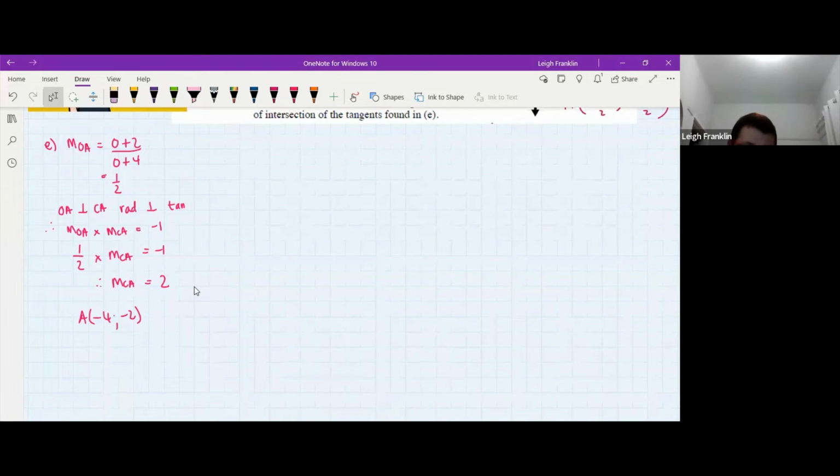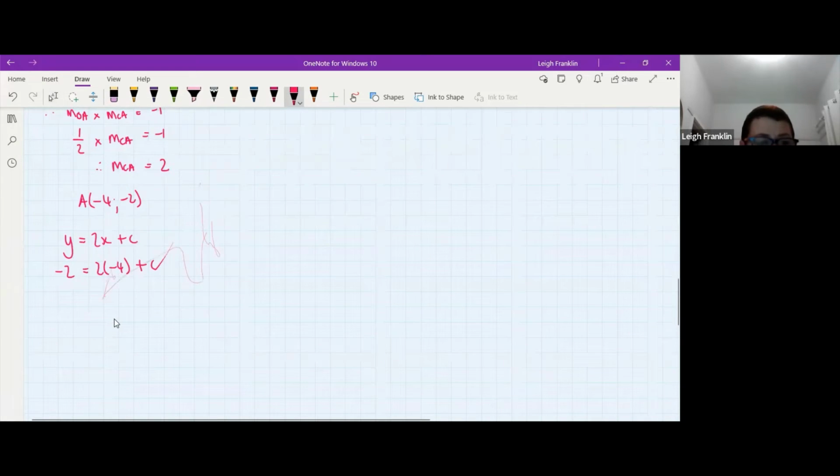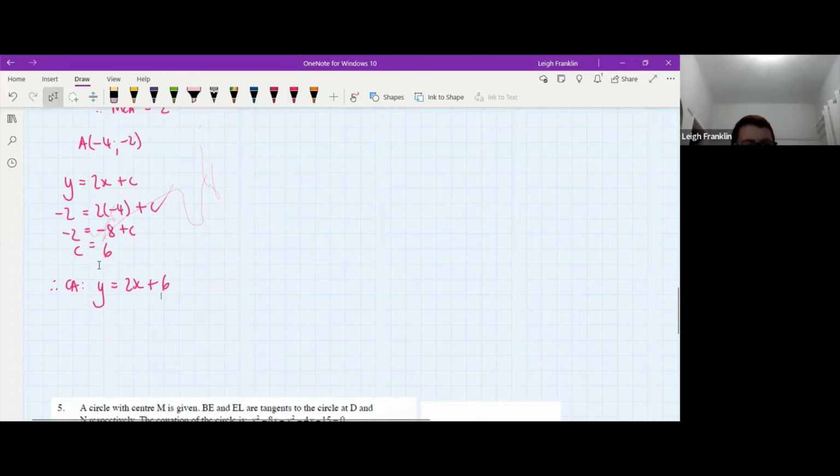So now subbing into y equals mx plus c, we can now work out the gradient. Sorry, the y-intercept. Okay, so now we've got -8 plus c is equal to -2, which means that c will be equal to 6. Okay, so that means that CA is the line y equals 2x plus 6. No, it can't be plus 6. What have I done wrong?